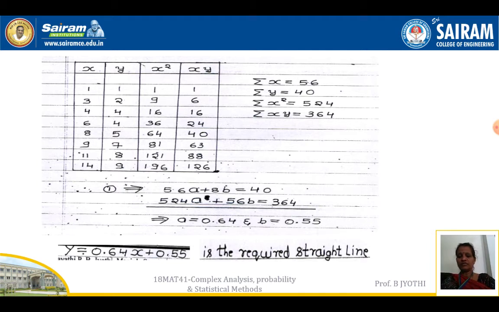On solving these equations, we get 0.64 for a and 0.55 for b. So that gives y is equal to 0.64x plus 0.55. This is the required straight line.